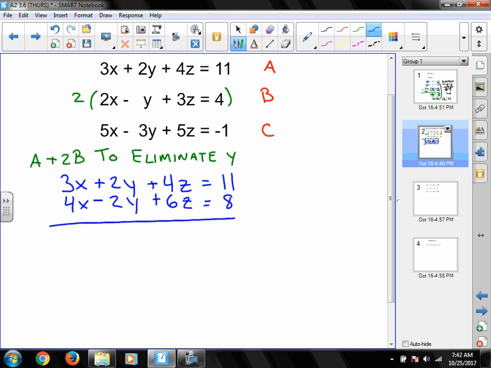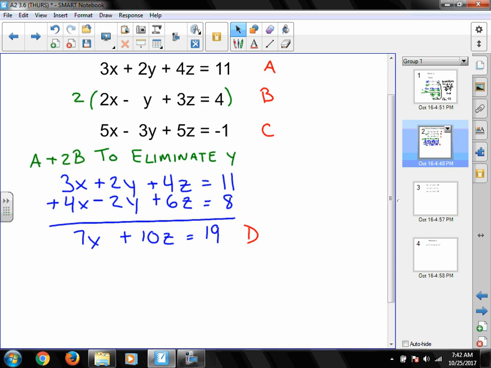Now, just like in my elimination process before, I just go ahead and add everything together. So 3x plus 4x is going to give me 7x. My y's are gone. I get plus 10z, and that's going to be equal to 19. And I'm going to call that equation D. Now, I know it doesn't seem like that's helped us out much, but it really has.